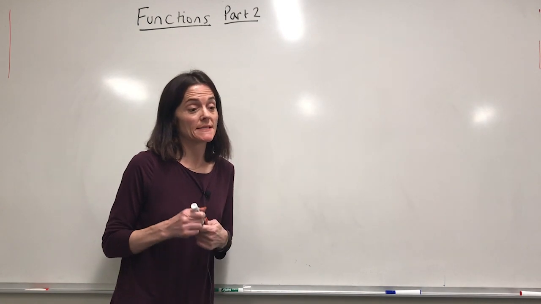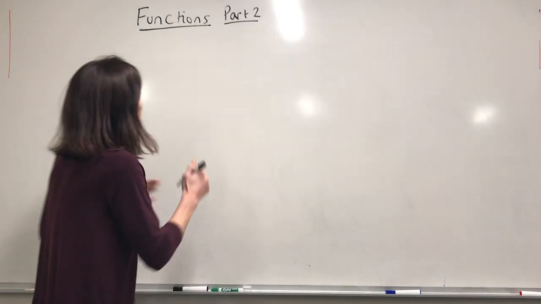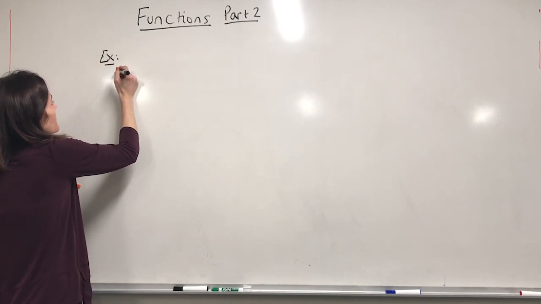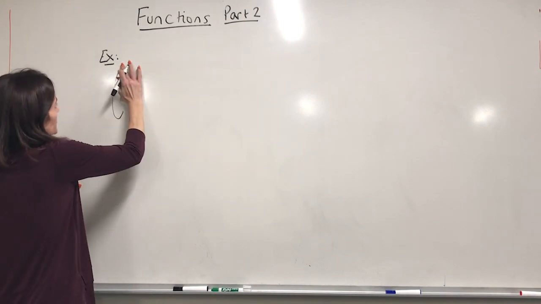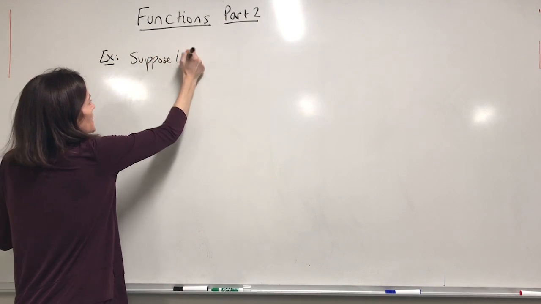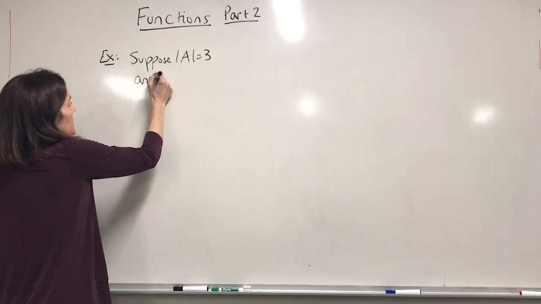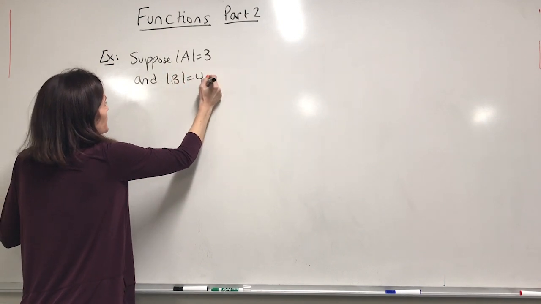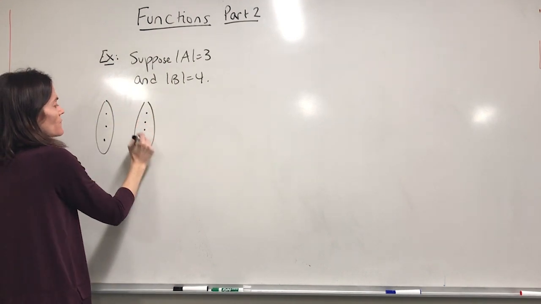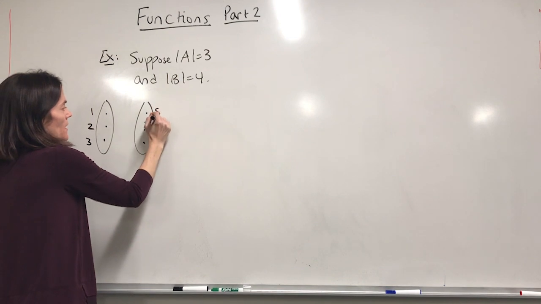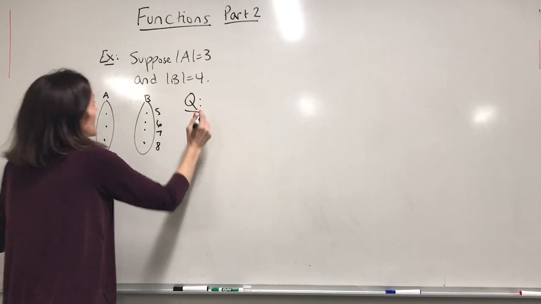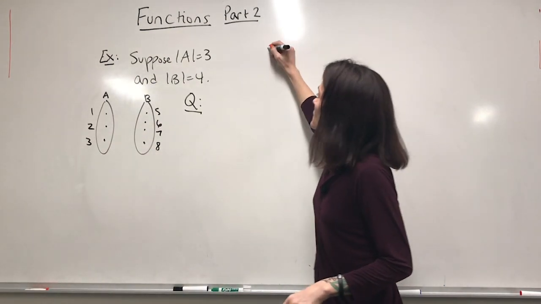Let's do a quick example, and then I'm going to make a statement. Suppose the cardinality of A is 3 and the cardinality of B is 4. So it's something like this. A has 1, 2, 3, and B has 1, 2, 3, 4, maybe 5, 6, 7, 8. Here's A and here's B. And I have a question, and then I will turn this around.